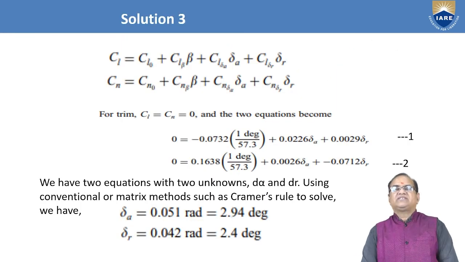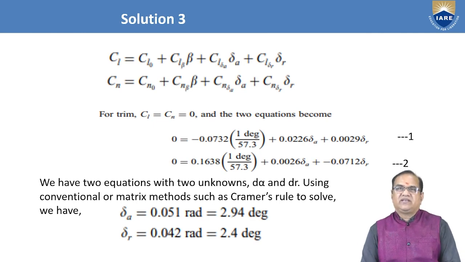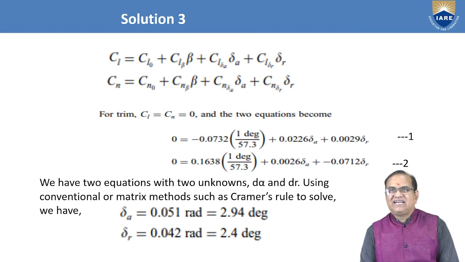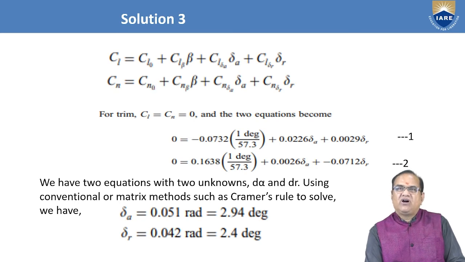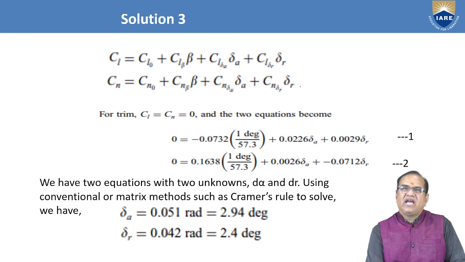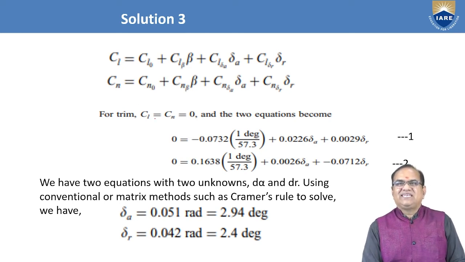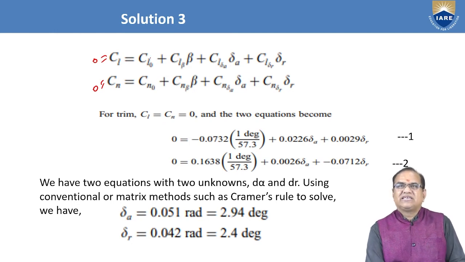Now we have to discuss the solution of the problem, and we know that CL is equal to CL naught plus CL beta into beta plus CL delta A into delta A plus CL delta R into delta R, and we have seen that Cn is equal to Cn naught plus Cn beta into beta plus Cn delta A into delta A plus Cn delta R into delta R. For the trim condition, CL is equal to Cn is equal to 0. So these are given 0.